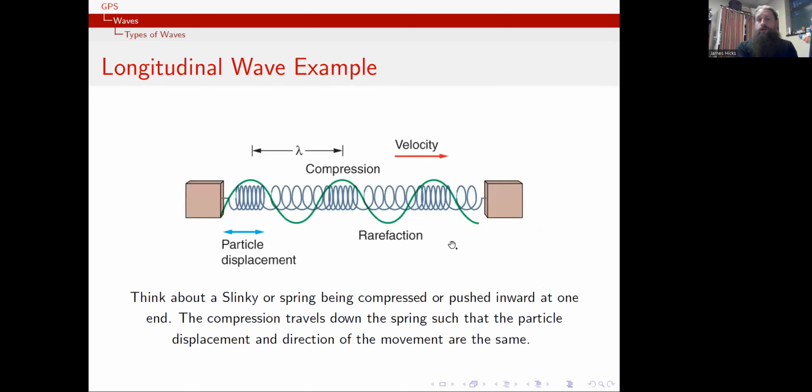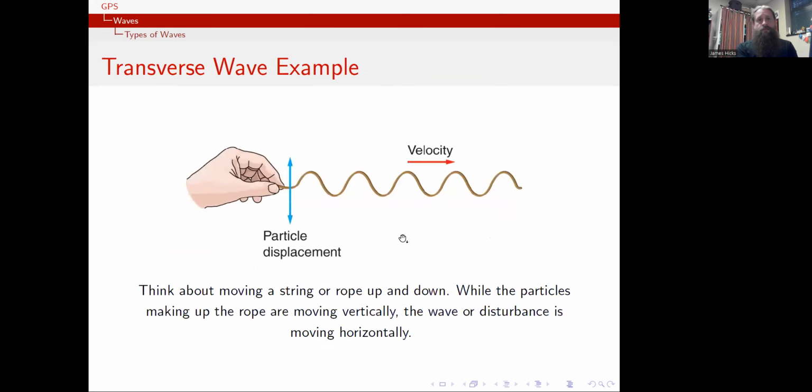So here's another cartoony example of a longitudinal wave. The particle displacement and wave direction are in the same direction. Rarefaction is just a fancy word for less dense. In a transverse wave, the wave is going horizontally, but the particles are moving up and down. They're perpendicular.